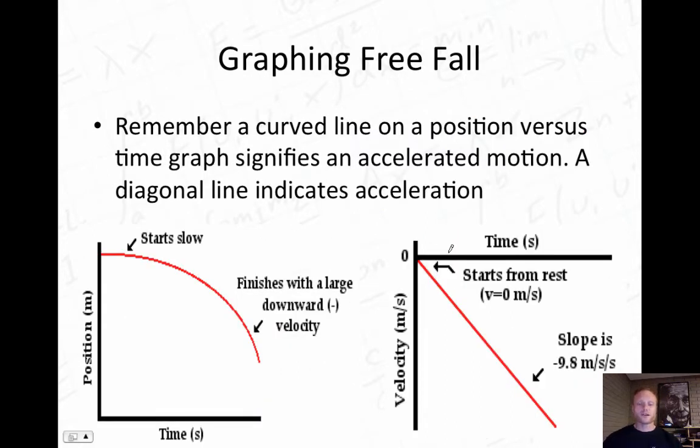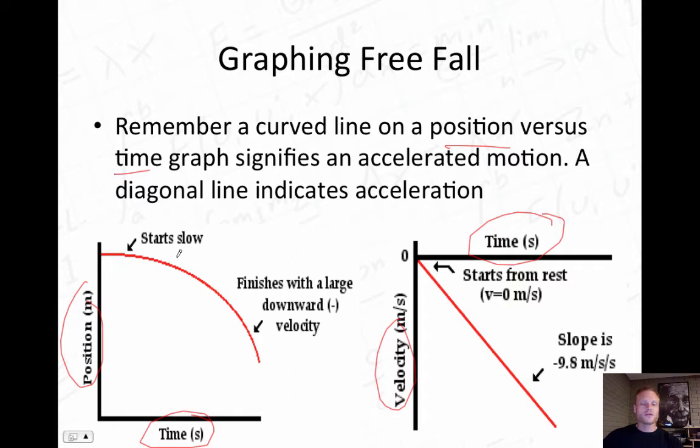So if we were to make a graph of free fall, which is funny because we've been just talking about graphing, a curved line on a position versus time graph signifies an accelerated motion, or a change in the velocity. Whereas a diagonal line indicates an acceleration on a velocity versus time graph. This slide might be a little confusing because there's so much going on. But on the left-hand side, I have a position versus time graph.